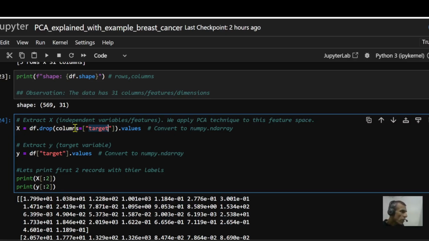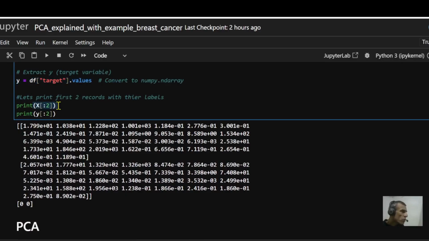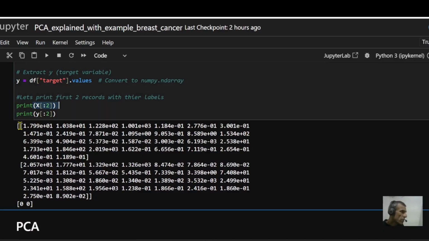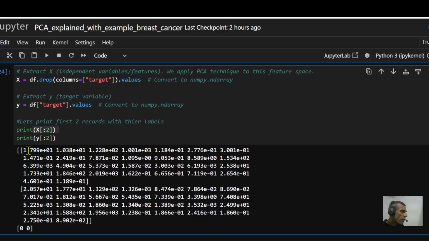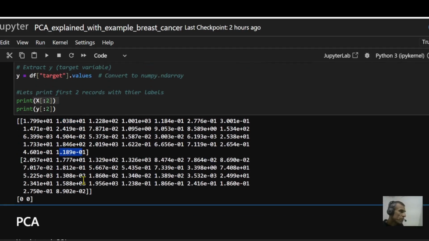So what I'm doing is just dropping the target column and taking all the rest of the columns over here. My target column, I'm just calling it y. I'm putting all the values of my target column inside variable y, and then I'm printing the first two values just to show you what the records are. So these are my first two values. This is my first record right here, and this is my second record. In other words, these are my two data points. And you can see there are 30 values in here, 1, 2, 3, all the way up to 30 right here.